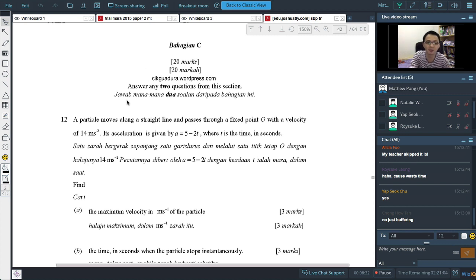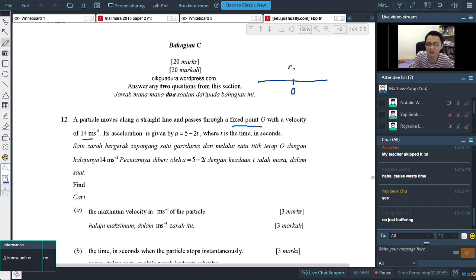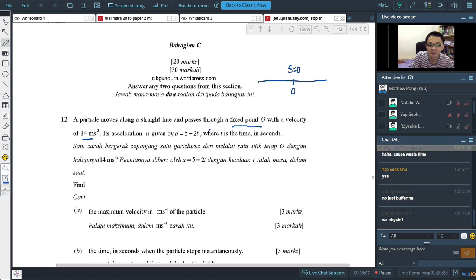A particle will move along the straight line, passing through the fixed point O, where the velocity is 14. The first sentence here has some very important information, because when it is passing through the fixed point O, at O itself the displacement will equal 0. And when you see the sentence where t is in seconds, that means at O itself, time actually will equal 0 also.